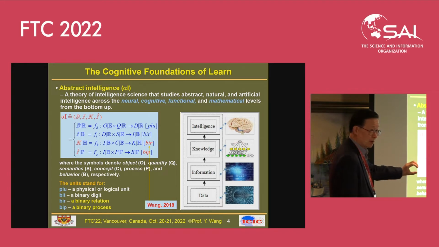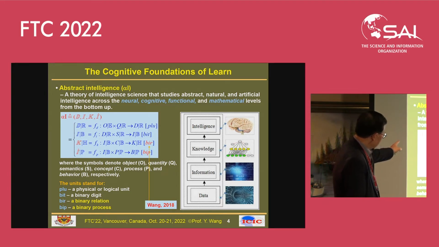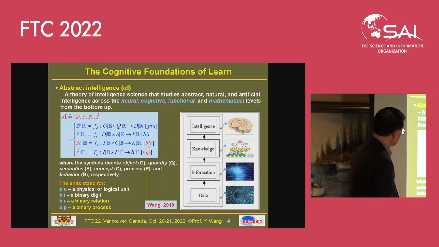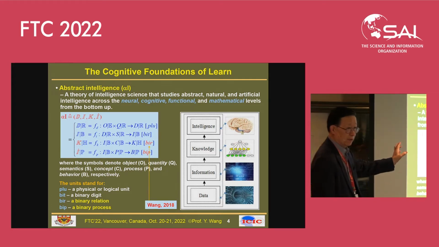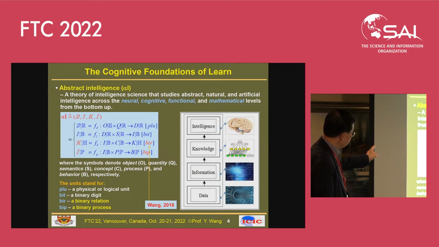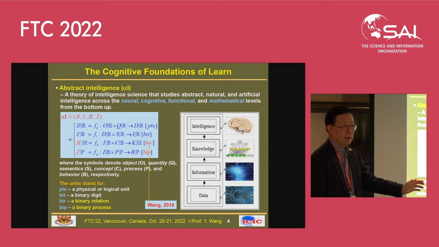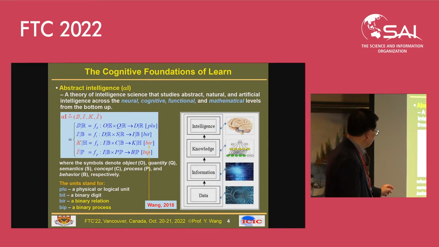It is much, much greater than the level of data, because data is a basic measurement of the physical unit. And then we have information, which is a bit, the Shannon unit. But the finding here says knowledge is a BiR, a binary relation. And then we have intelligence, and it is a BiP, a binary process or binary function.